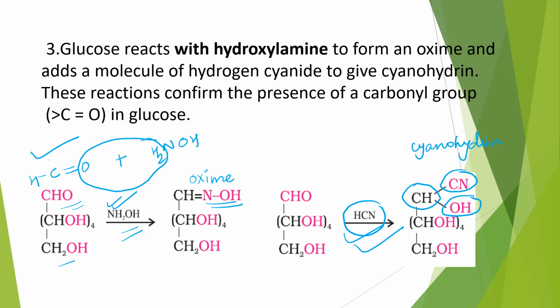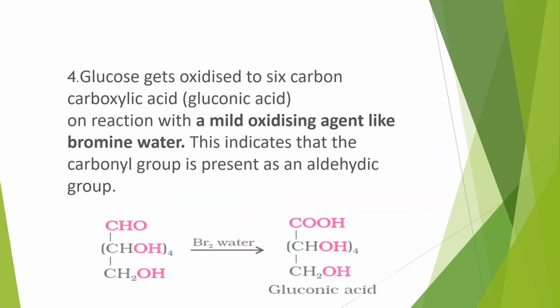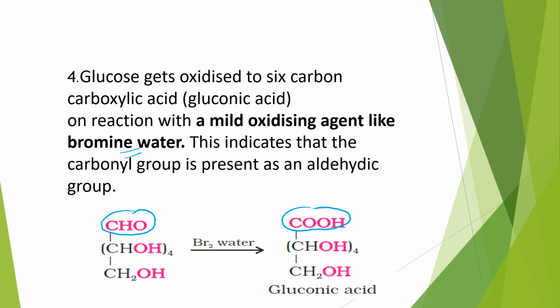Now next reaction is the reaction of glucose with a mild oxidizing agent like bromine water. What happens when glucose is treated with bromine water? The aldehyde group converts to carboxylic acid group and the product is named gluconic acid. This indicates the carbonyl group is present as an aldehyde group. There is no keto group, there is an aldehyde group.